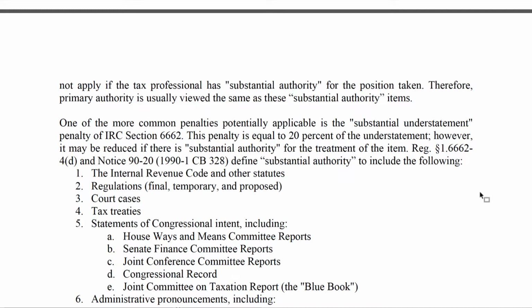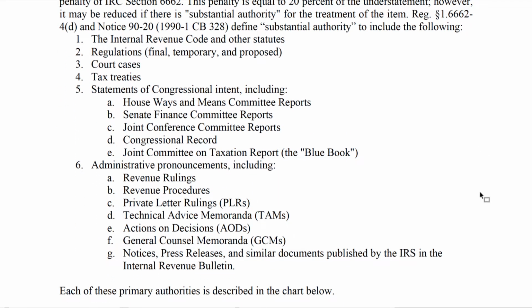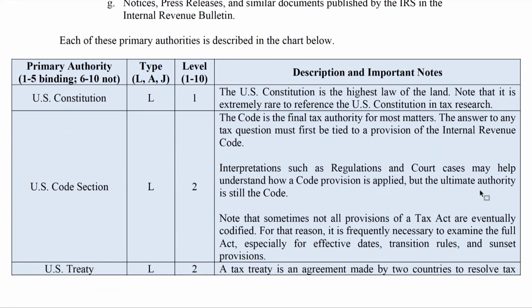Now, substantial authority has been defined to be different types of primary authorities, which I'm going to list below in a chart. I have a list here you can read, and there's actually an IRS notice in the regulations I have listed there that defines what substantial authority is. There are different legislative, administrative, and judicial types, the three branches of government. So rather than list all these out, I have a chart below that I'm going to walk you through for these different types of primary authorities.